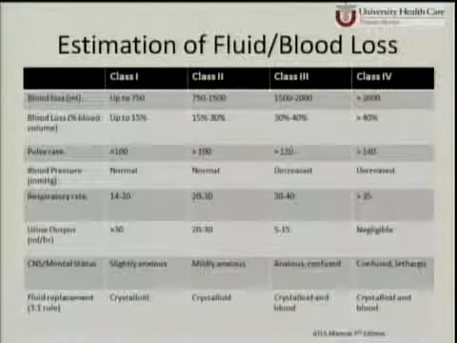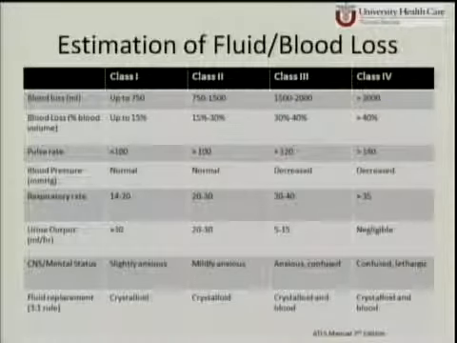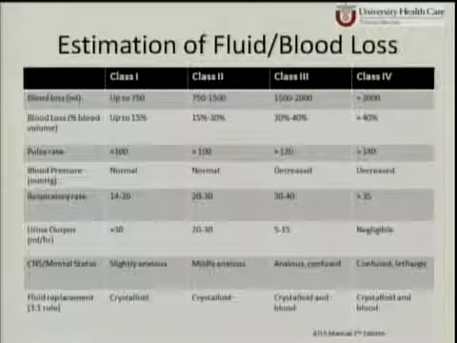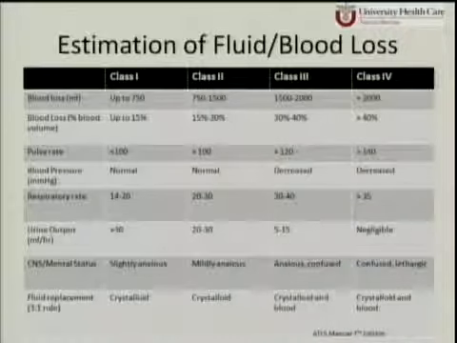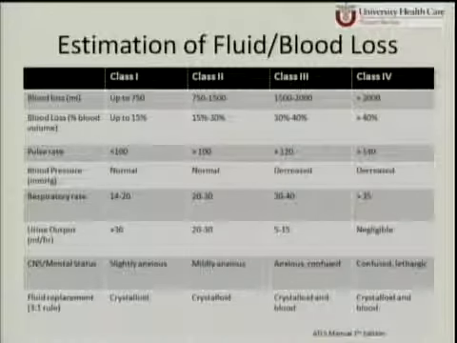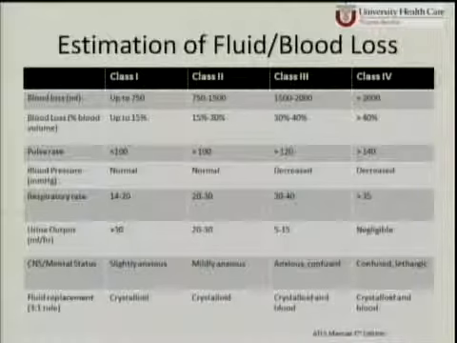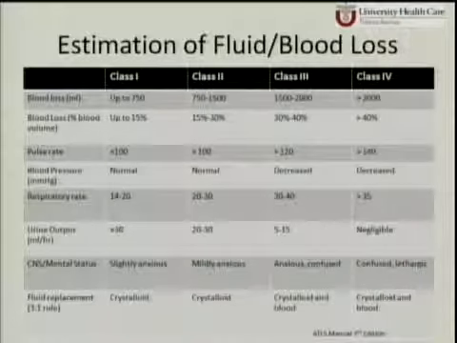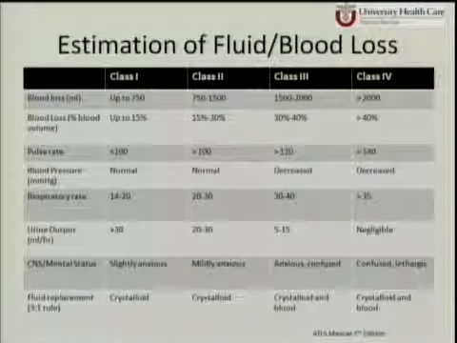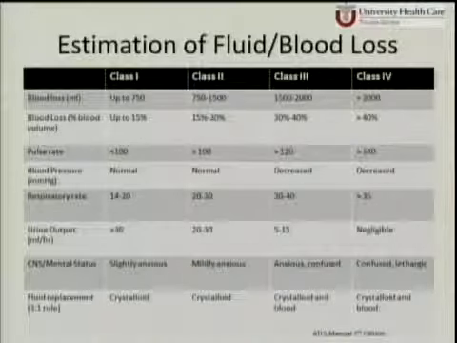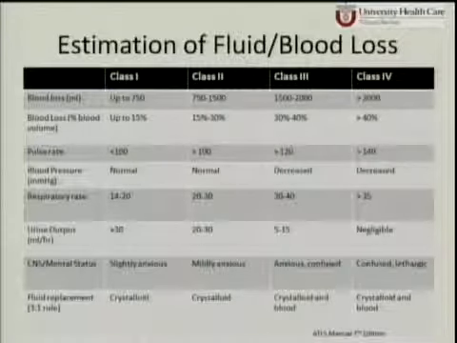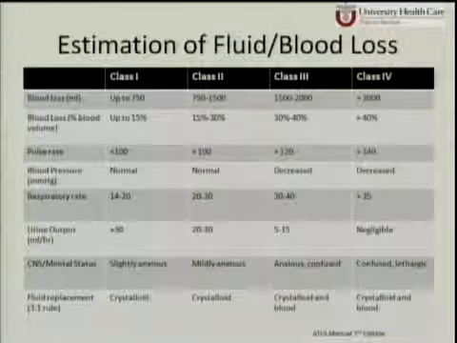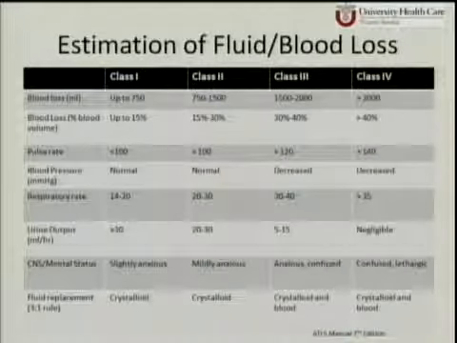In class 3, this is where they're getting a lot sicker. And remember that they can start in class 1 and move to class 4 pretty quickly, so you want to keep a close eye on them. Class 3 is going to be about 1.5 to 2 liters of blood loss. You'll see their heart rate going up, greater than 120 in many cases. Their blood pressure's coming down. So heart rate's going up, blood pressure's going down. They're breathing harder, their urine output is going down, and they're becoming anxious and confused. These are the patients that you're going to want to begin with crystalloid and then begin to give blood as soon as you possibly can.